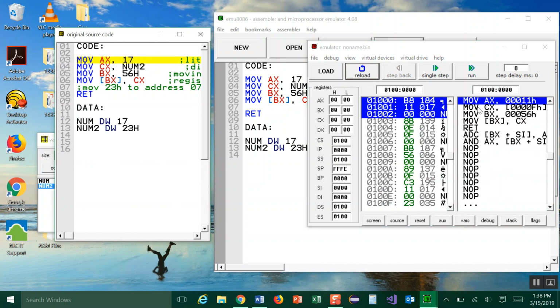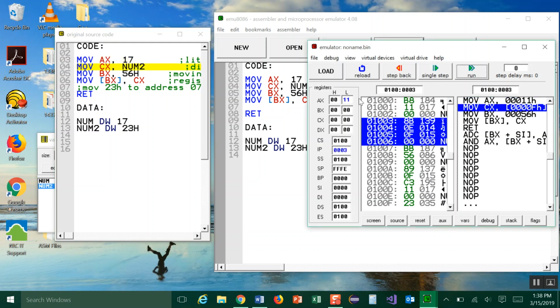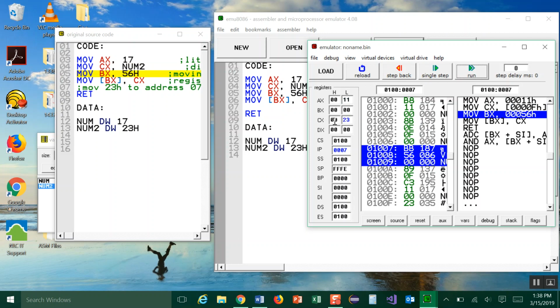Okay, so the first instruction is to move 00011H into AX. This 17 is a literal value. It is a decimal value because it doesn't have any suffix, but the hex value is 11. So let's do that. Okay, now 11 is there. And then the next instruction is to move num2, which is 223H. This is already a hex value. We move it into CX. So it's 23 into CX.